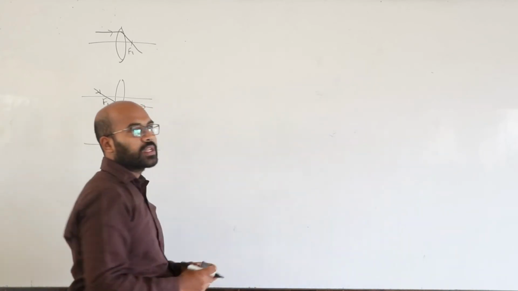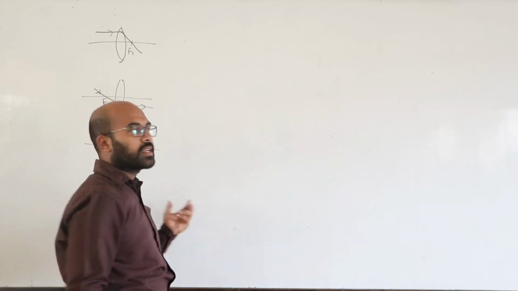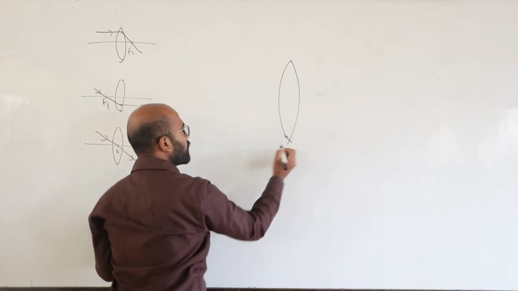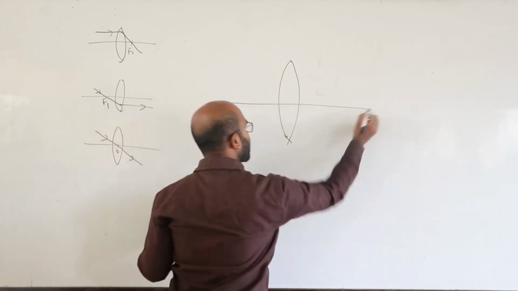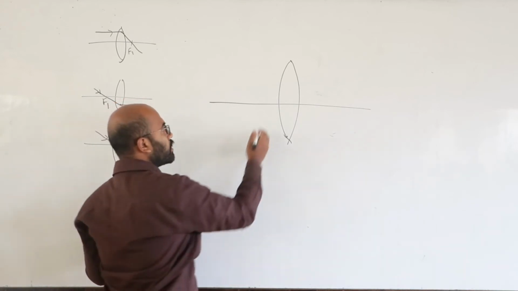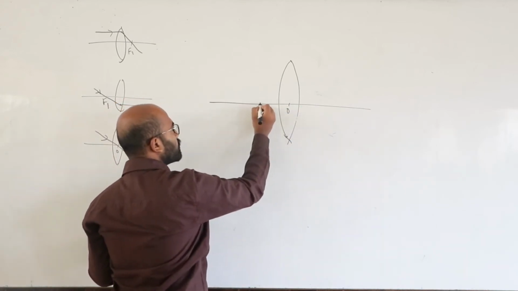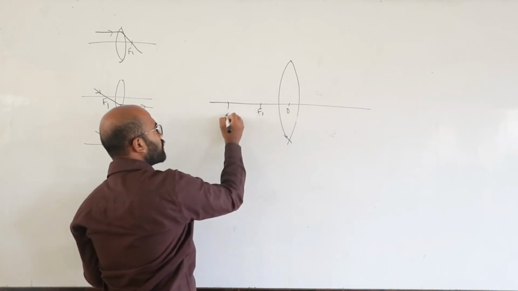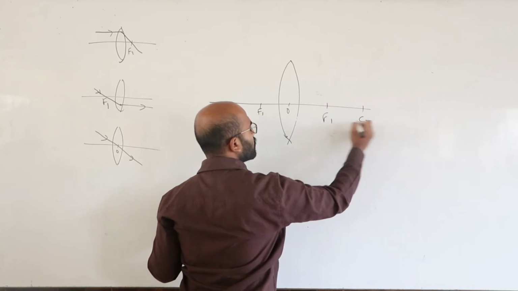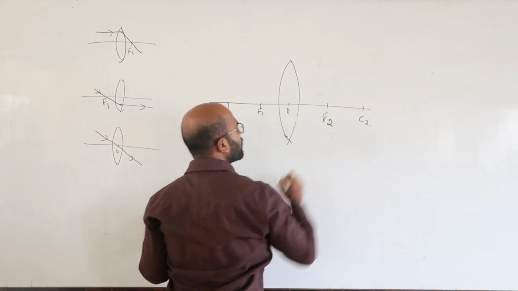Whatever you wrote for the concave mirror, similar thing for a convex lens. If you remember either the concave mirror or the convex lens, you can write for the other. So optic center, principal focus, center of curvature. Optic center, principal focus and center of curvature.